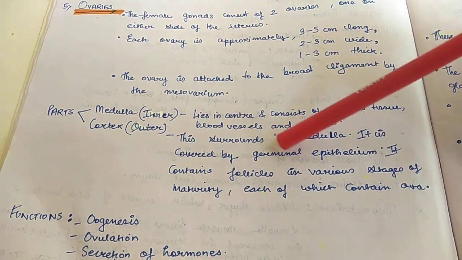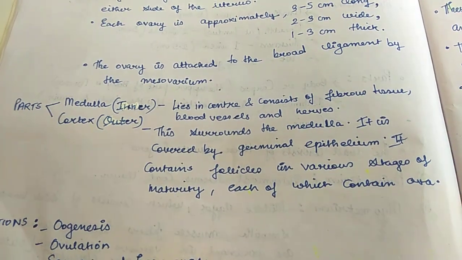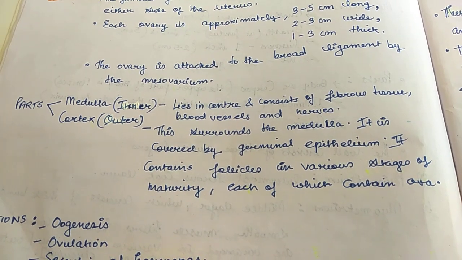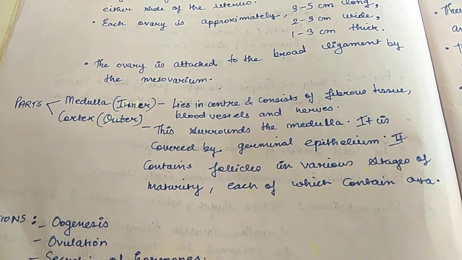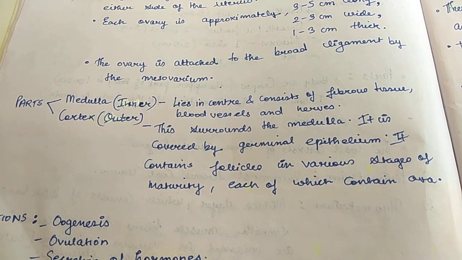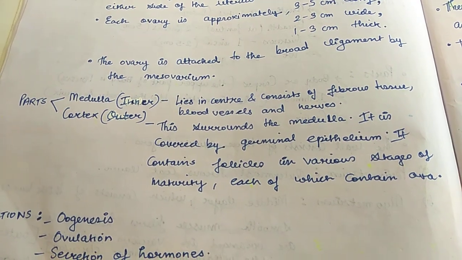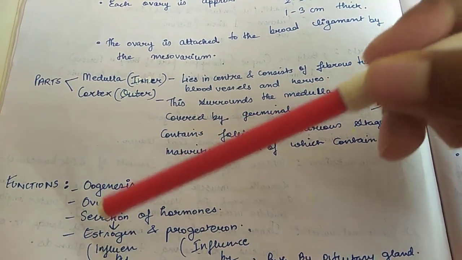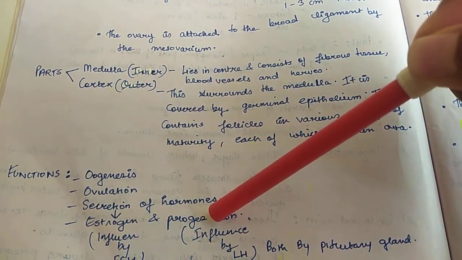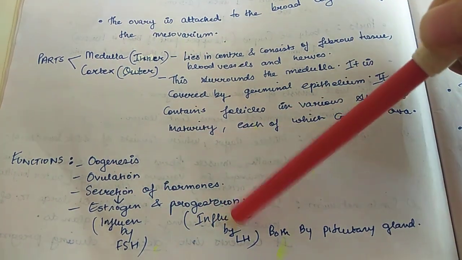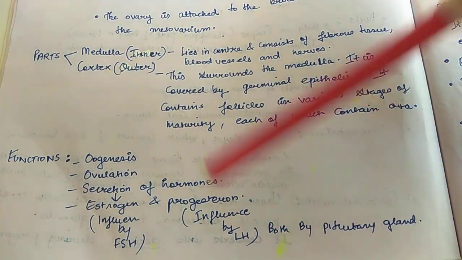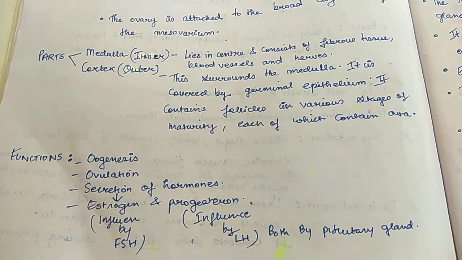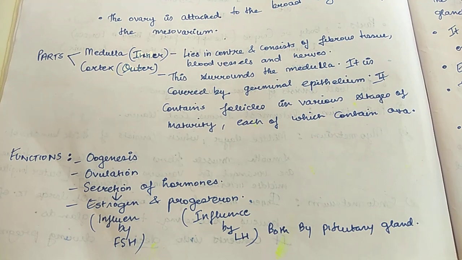So the medulla is the inner part, mainly with only blood vessels and nerves. And the cortex is the outer part, where mainly the follicles are present, and in each follicle an ovum, that is an egg, is present. The functions of the ovaries are oogenesis, ovulation, and secretion of hormones like estrogen and progesterone. Again, estrogen and progesterone are influenced by FSH and LH, which are both synthesized by the pituitary gland. So this was all about internal genital organs.